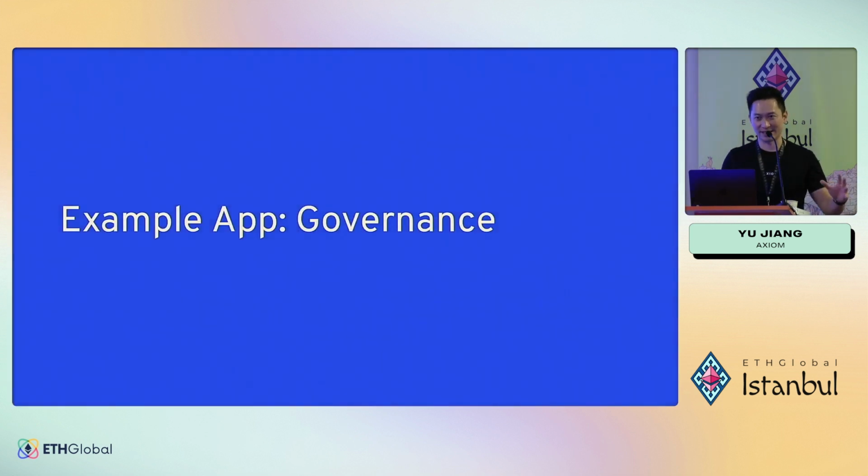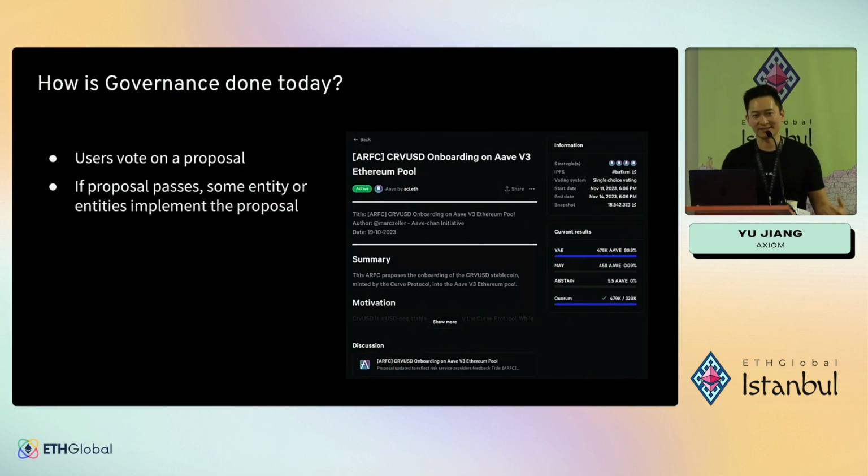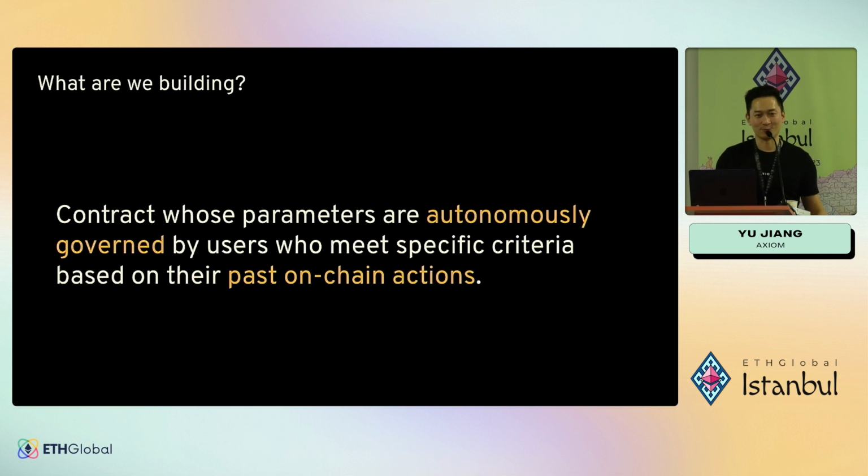This is just a toy example that we'll be going over, and it's on governance. So how is governance done today, right? Users will vote on a proposal. If the proposal passes, then we trust some entity or entities to implement that proposal. And sometimes they don't. So what exactly are we building here? We're building a contract and DApp whose parameters are autonomously governed by users who meet specific criteria based on their past on-chain actions.